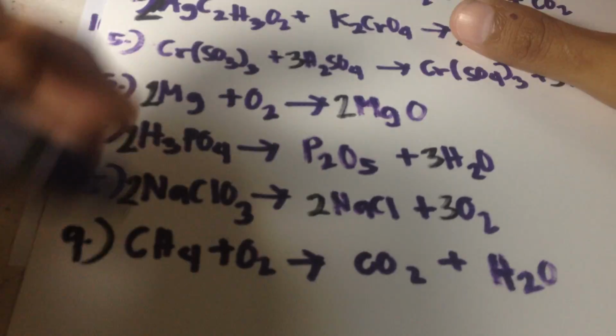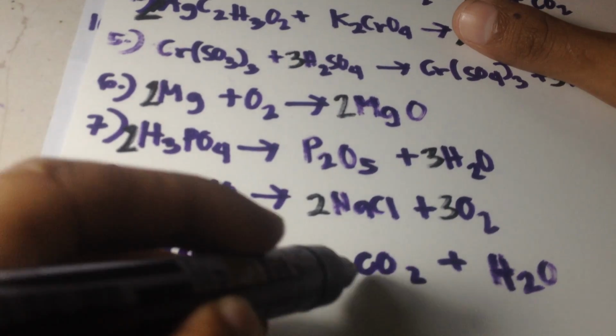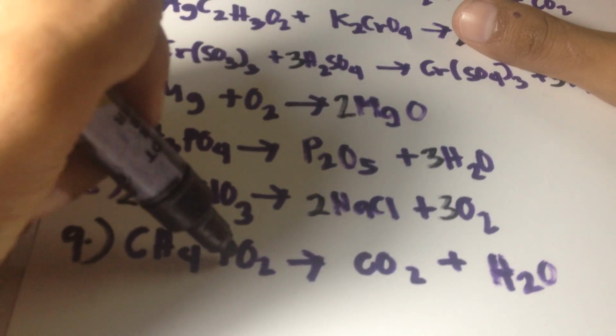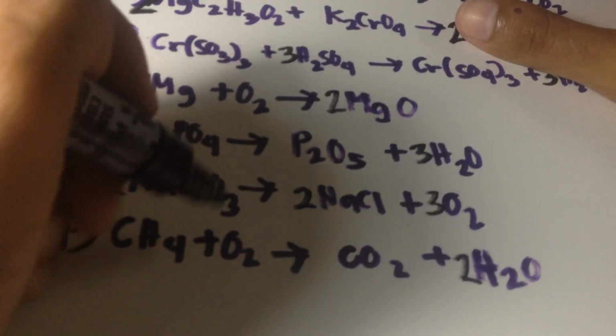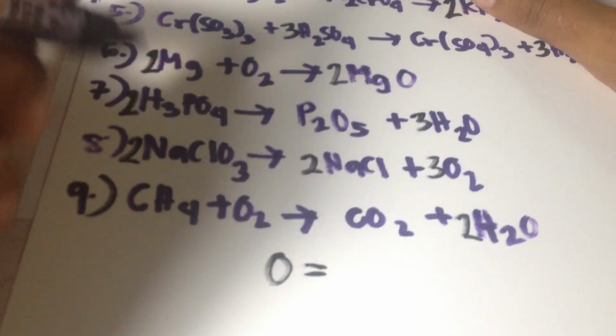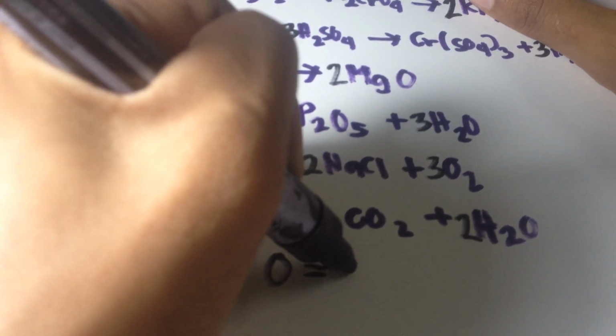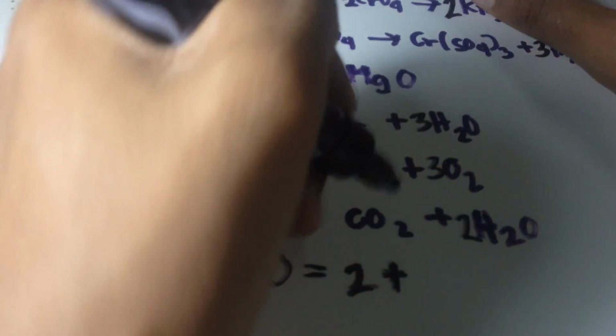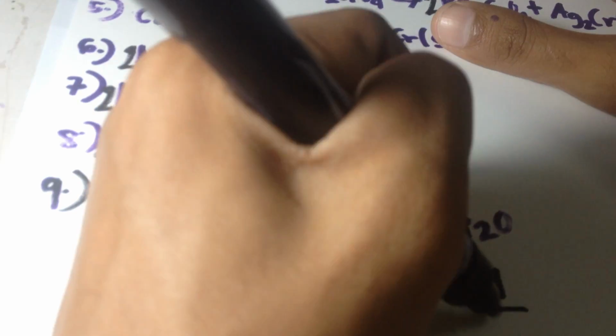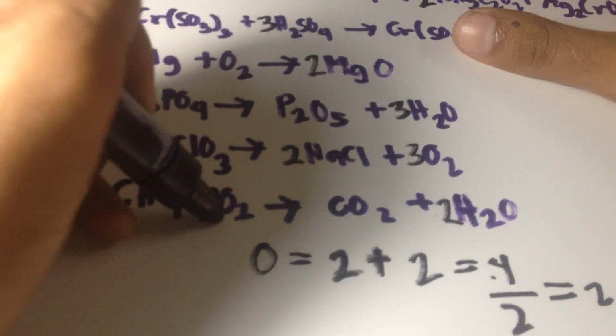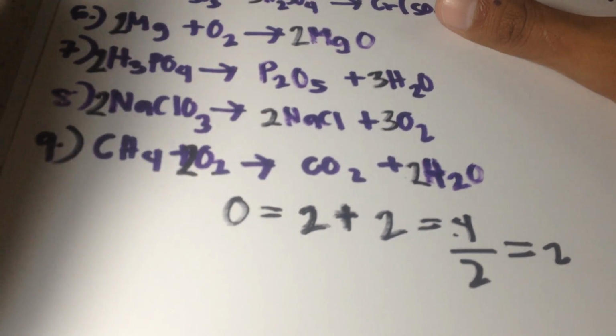So you need to balance. Carbon has 1, so it's 1 here. And hydrogen has 4, so you need to put 2 here. So 2 times 2 is 4. But the problem is oxygen. Oxygen equals 1 times 2 equals 2. So 2 plus 2 times 1 equals 2, which is 2 plus 2 equals 4. And 4 divided by 2 equals 2. So you put a 2 here. So the reaction is balanced.